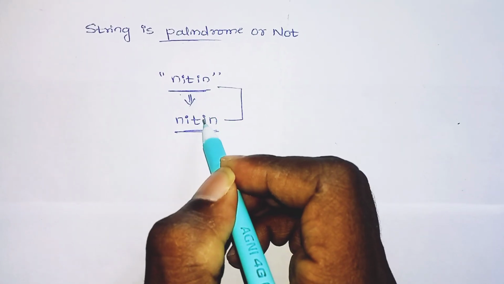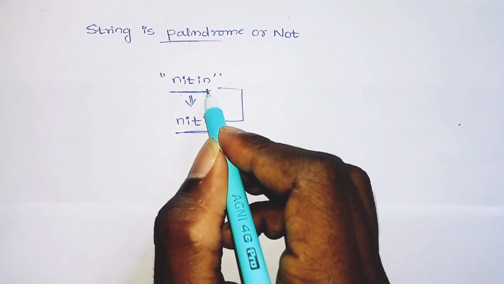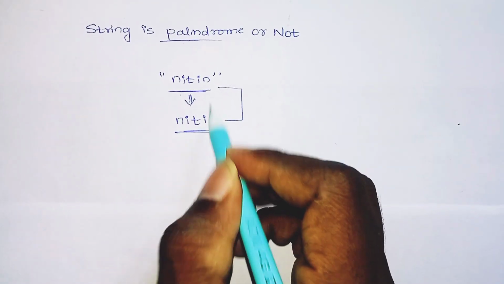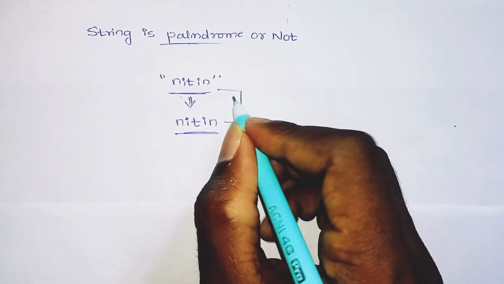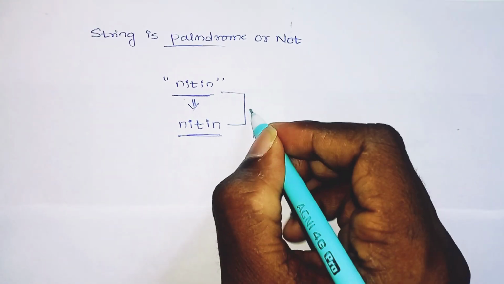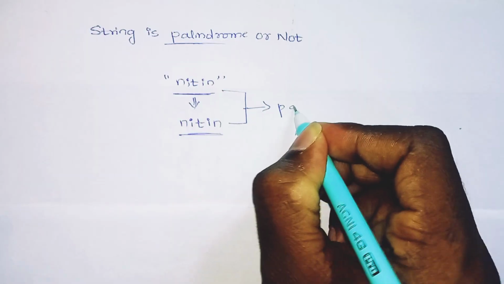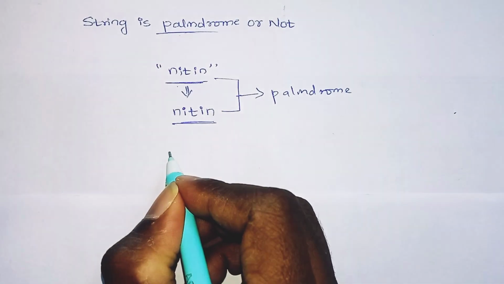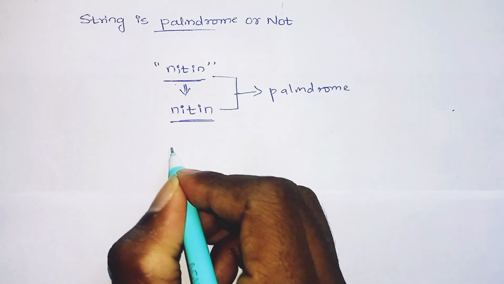Here Nitin is the original string, and after performing the reversing we got the string Nitin. So you can observe that the original string Nitin and the reverse string Nitin both look the same, right? So when the original string and the reversed string look the same, then we say the string is a palindrome.